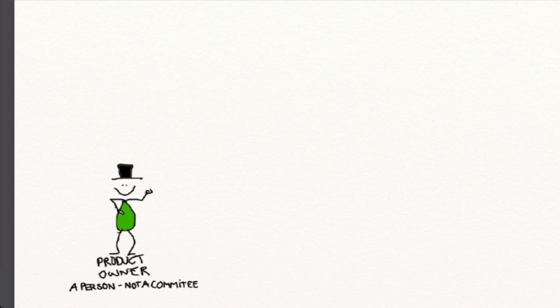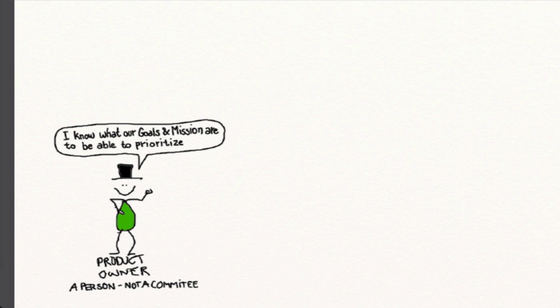Let's take a deeper look at the third role, the product owner. He's the owner of the requirements that need to be developed and implemented by the development team. The product owner must know and communicate what our goals and mission for the product is. This is sometimes, in more general Agile terms, referred to as the product vision.